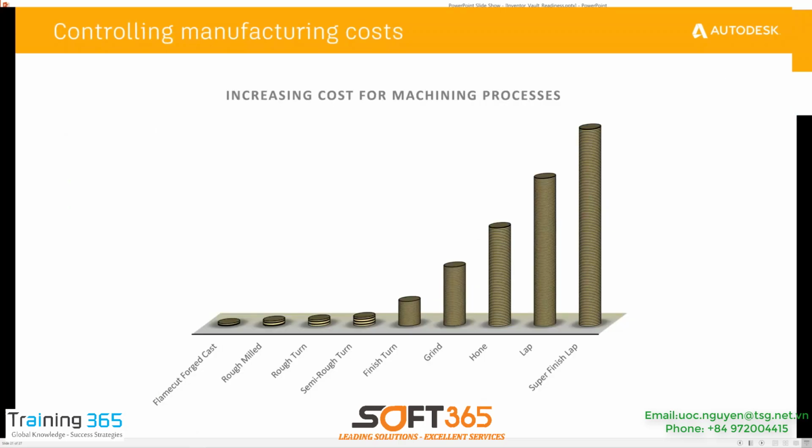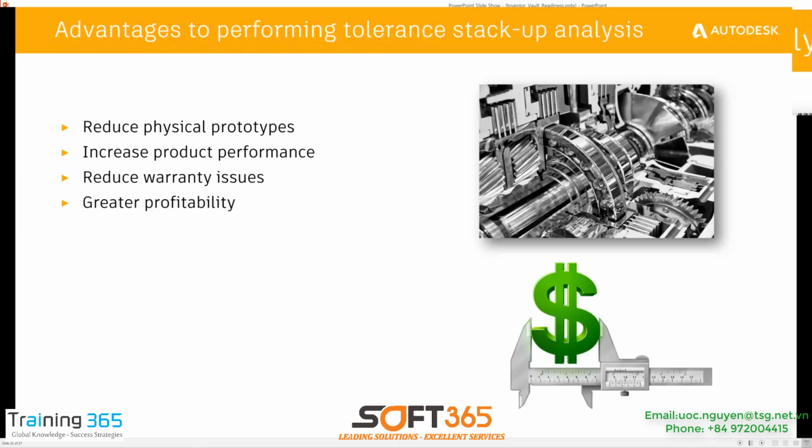So this graph here is really interesting once you really start thinking about it. When we're designing parts and we just have a part and we get a finished turn, you can see the cost is right about mean. But as I add additional processes to it, the costs exponentially increase. So the advantages are we want to reduce prototypes, we want to increase product performance, reduce warranty issues, and above all, profitability, so reducing costs.